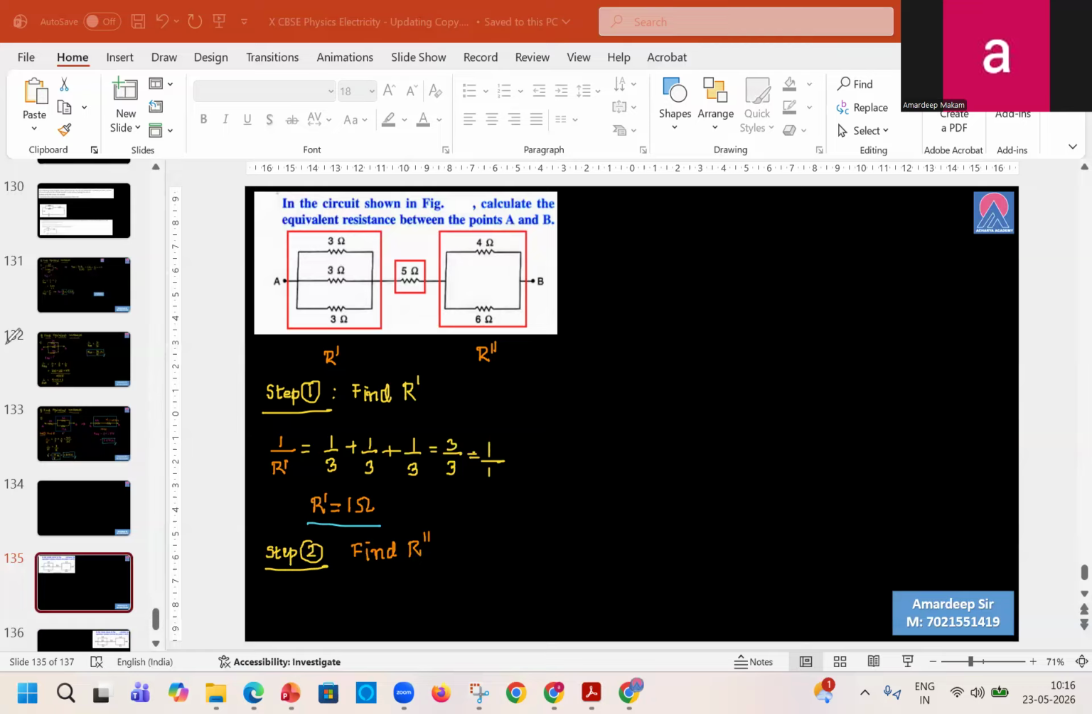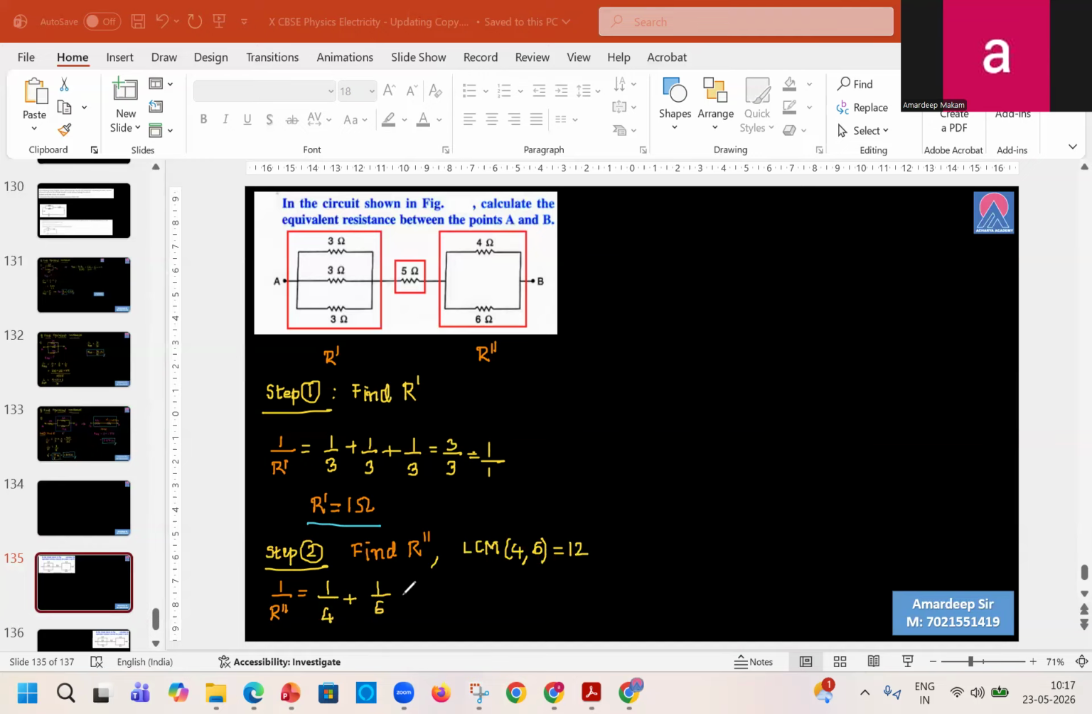So what do you get? 1 upon R double dash. There are two resistances in parallel, right? That is 4 and 6. 1 upon 4 plus 1 upon 6. Now, what is the LCM of 4 and 6? If you don't take the LCM, then you'll end up with a large number. The LCM of 4 and 6 is 12, the least common multiple. Don't take 24, 6 fours are 24, that will be bigger. The LCM of 4 and 6 is 12, because 4 times 3 is 12, 6 times 2 is 12.